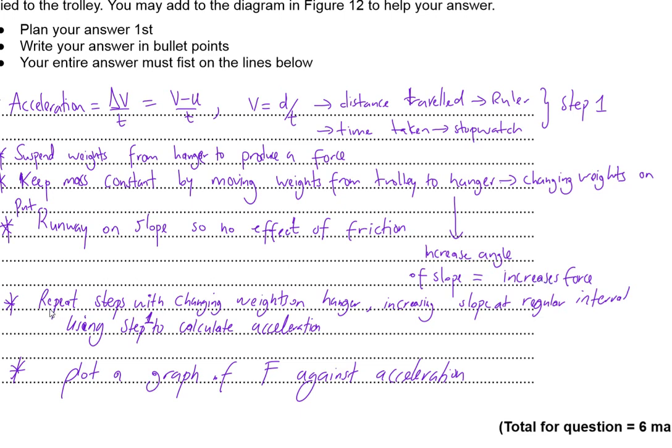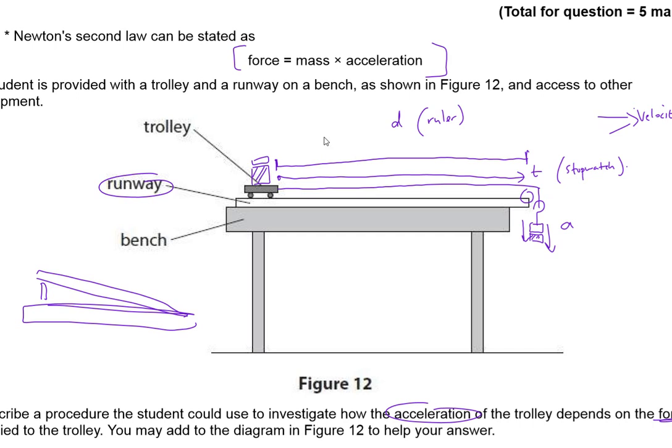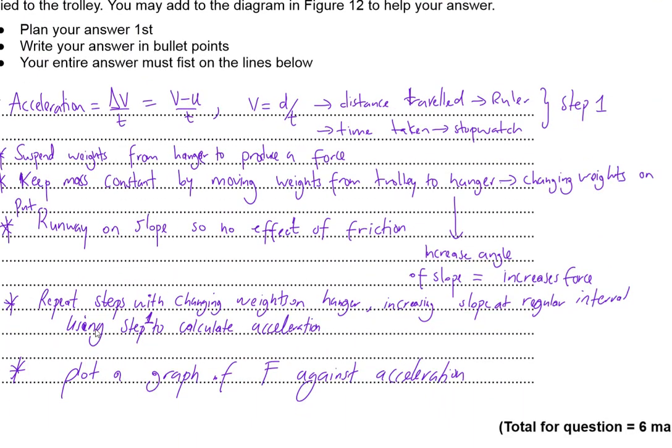Now what we've done is the last few steps. I've said repeat steps with changing weight. So we're taking the weight from the trolley and adding it to the hanger, and we also increase the slope at regular intervals. Then we let it drop, and we use step 1 to calculate the acceleration. Then we keep repeating it until we're done.